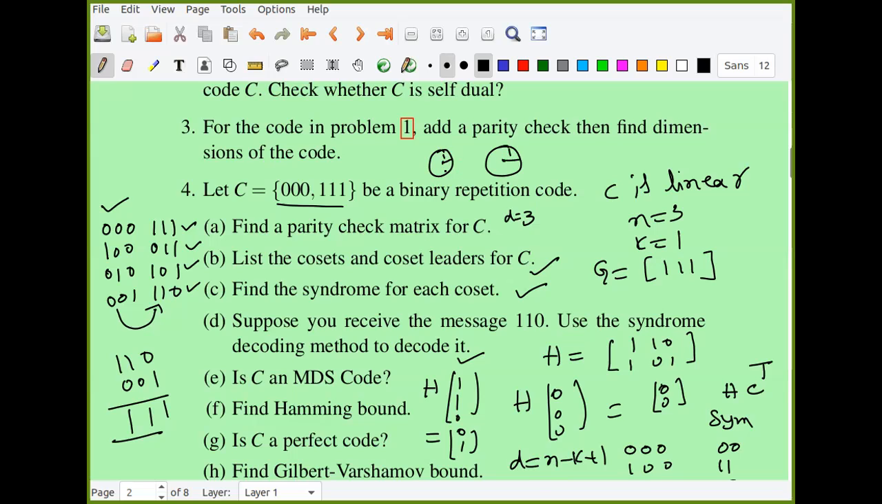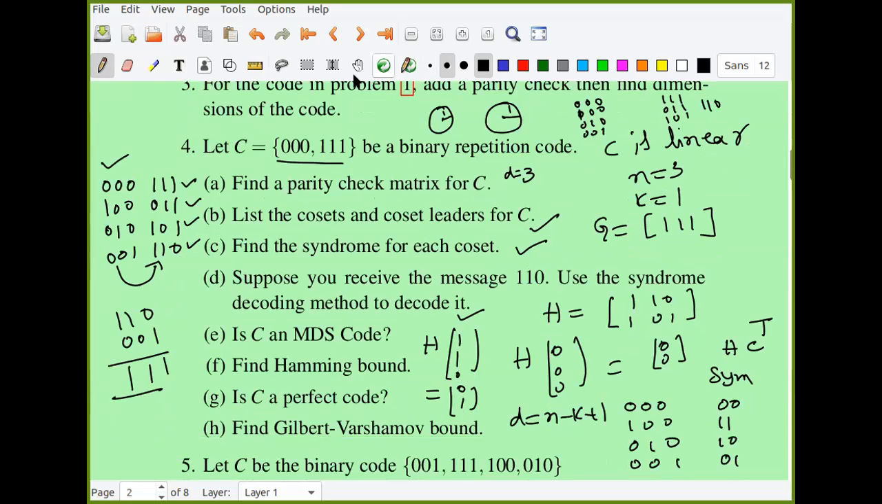Now, which vectors will be inside this ball, including radius 1? This first ball contains 0, 0, 0, 0, 0, 1, 0, 1, 0, and 1, 0, 0. The second ball contains 1, 1, 1, 0, 1, 1, 1, 0, 1, and 1, 1, 0. Are all of them packed in these two circles? Yes, sir. So it is a perfect code. This is a perfect code, and this is an MDS code. Please check all these things one more time with this simple example.